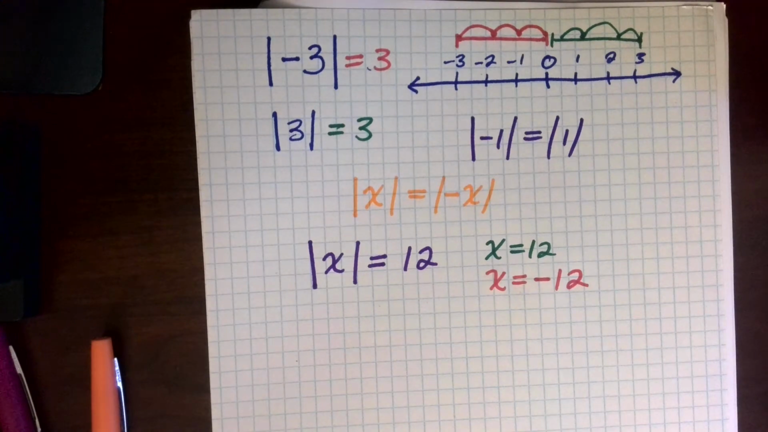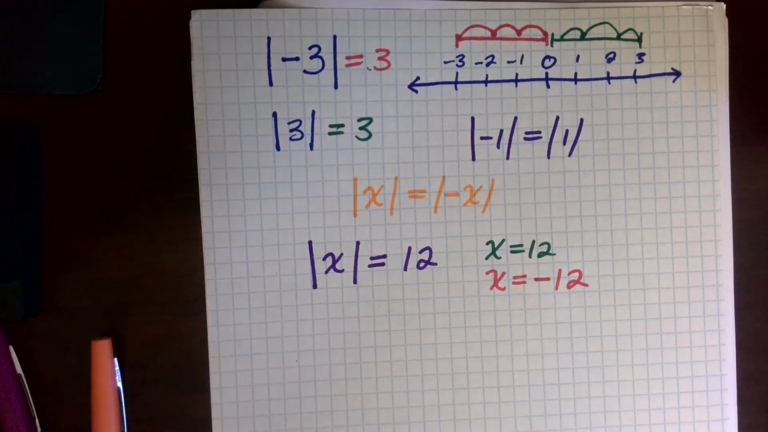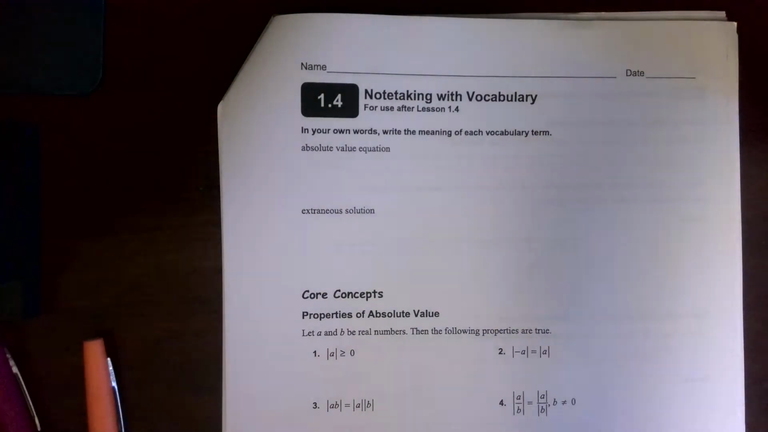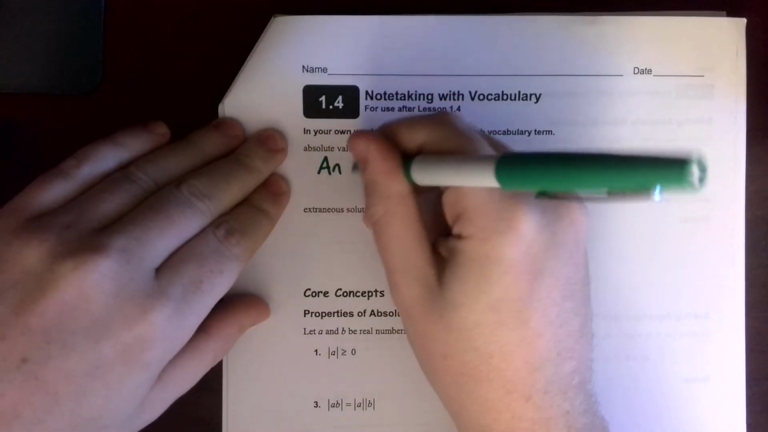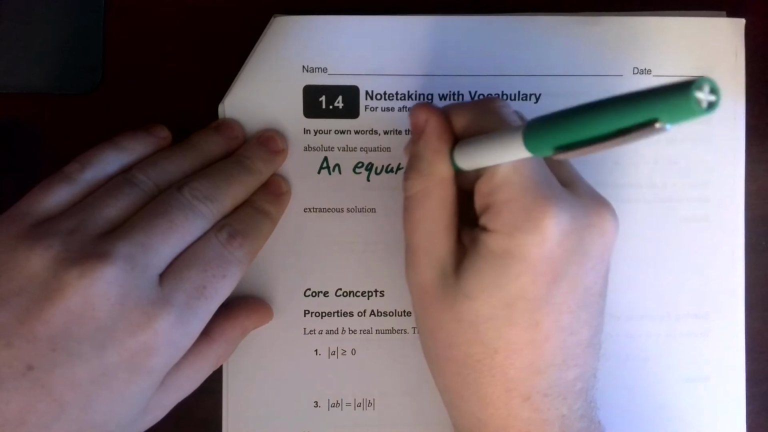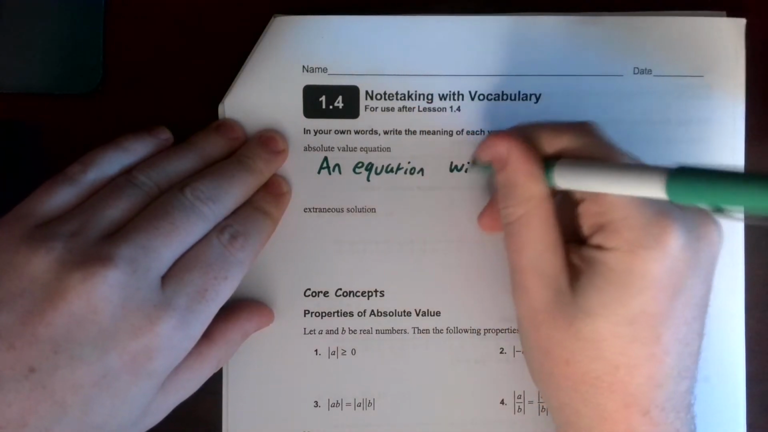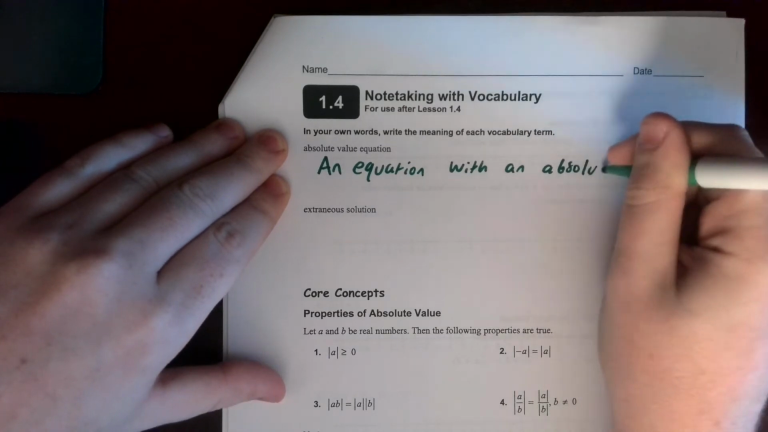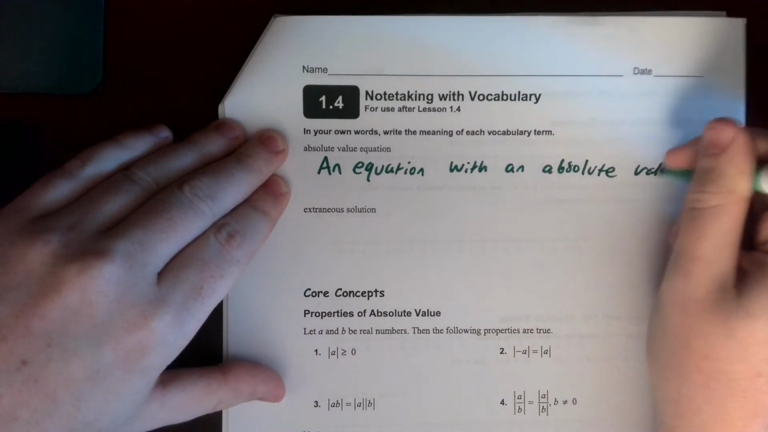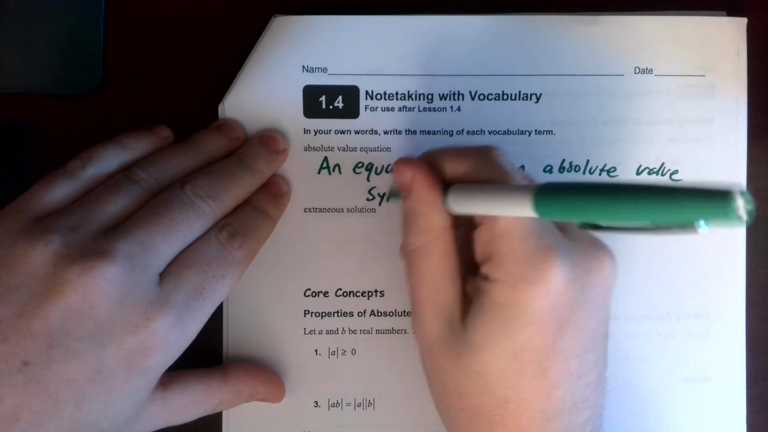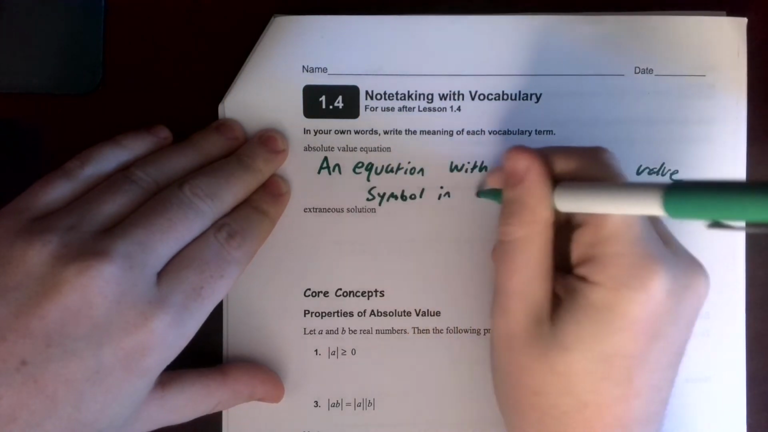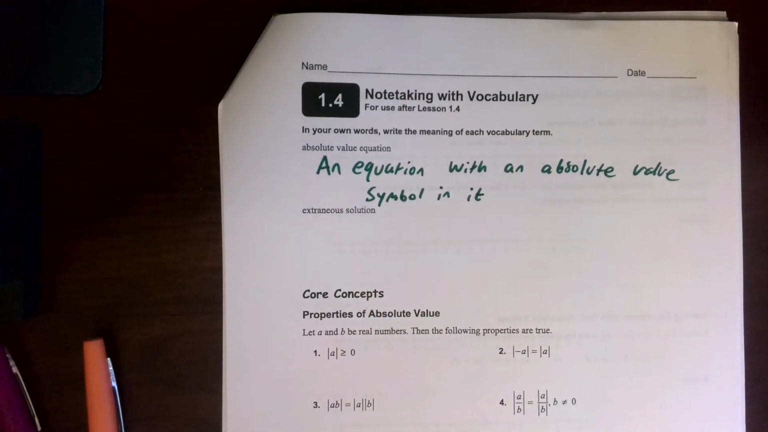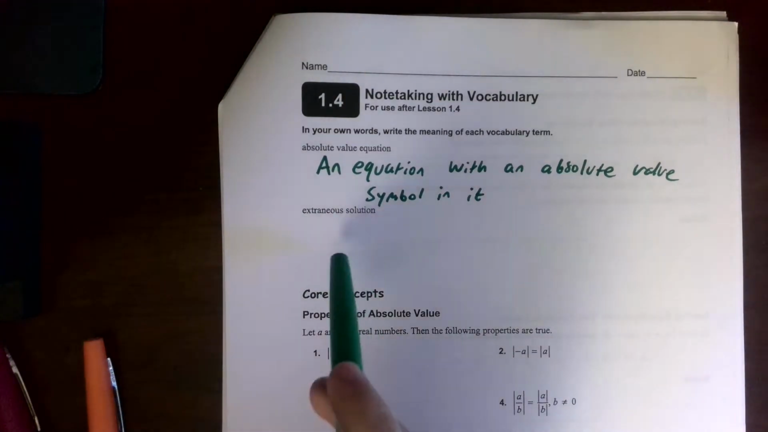Now, before we get any further, I do want to fill in the definition for an absolute value equation. It's just an equation with an absolute value symbol in it. We're going to skip this definition for now, but we will come back to it later. I assure you, we will definitely come back to it later.